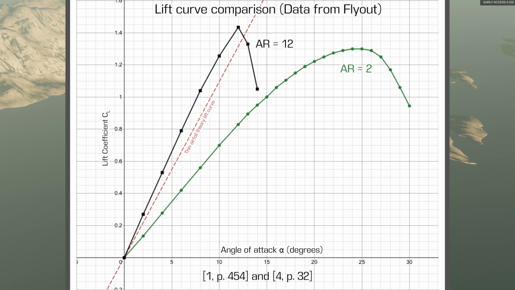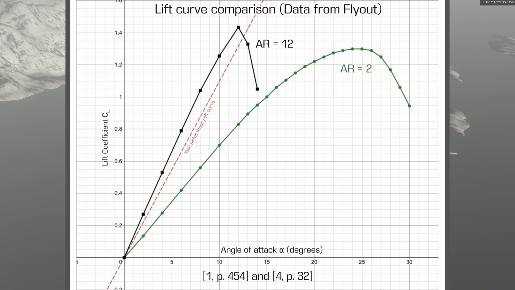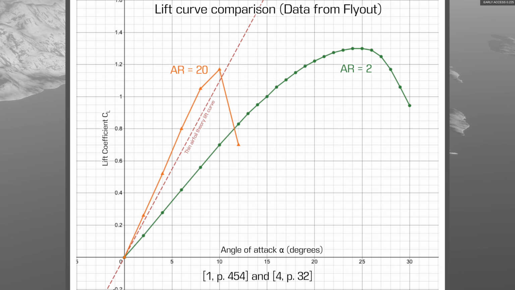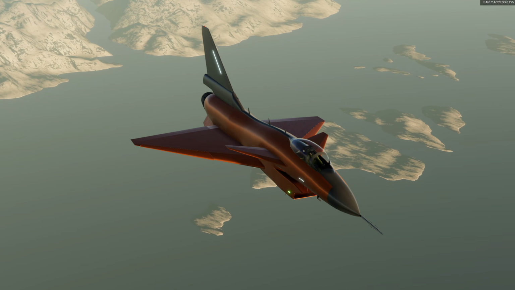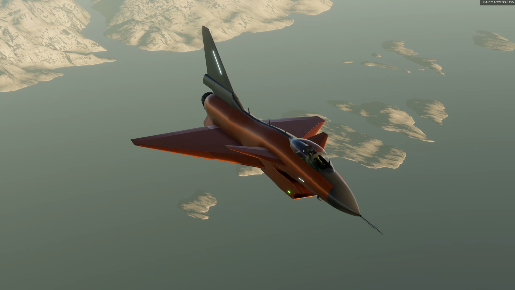Observing this graph made with data from Flyout, we can see that the game models this behavior fairly well, up until the aspect ratio starts to become very high, where the issues with the airfoil curve become prevalent, namely the steepness of the lift curve and the fact that the maximum lift coefficient starts to decrease, which should not happen. The issue with the steepness of the lift curve will be discussed after a quick note on asymmetrical wing stalling.